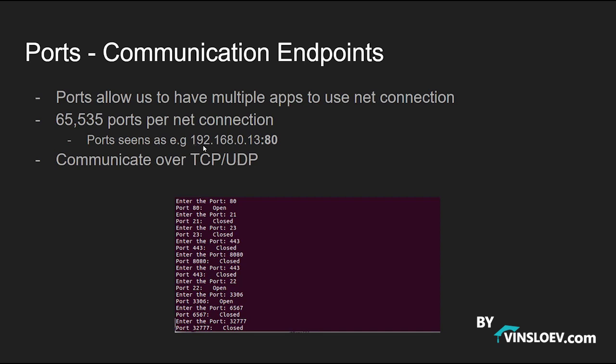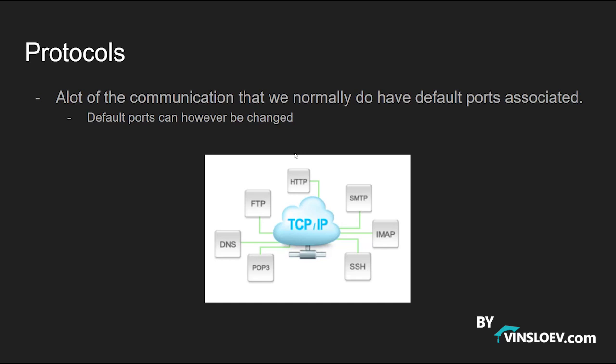For example, we have the IP right here, and then this is port 80, meaning that whatever communication is going to happen here is to this IP on port 80. So there is something listening on this IP at this port for some kind of information. And as you see right here, we have a lot of different ports. So let's see what can be in these ports.